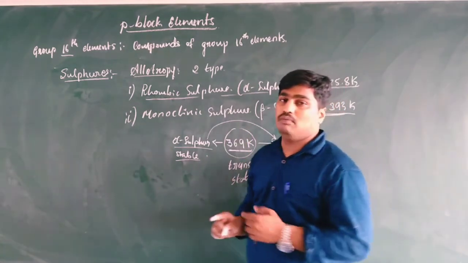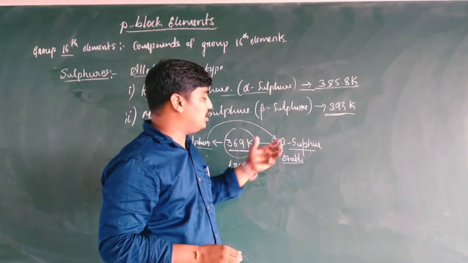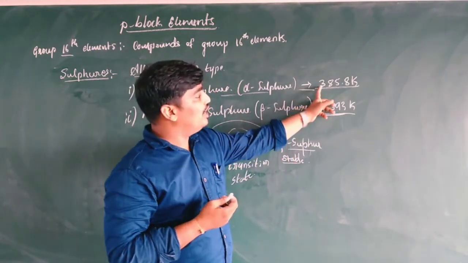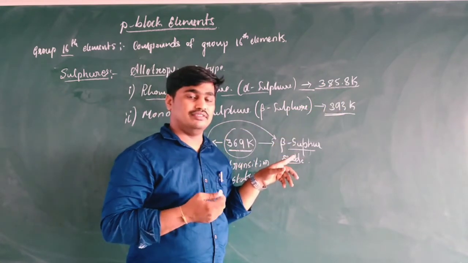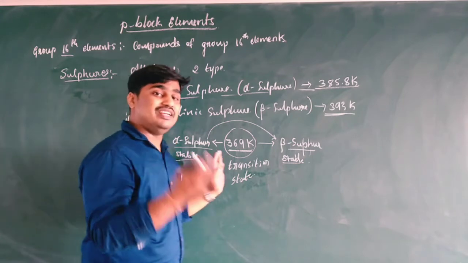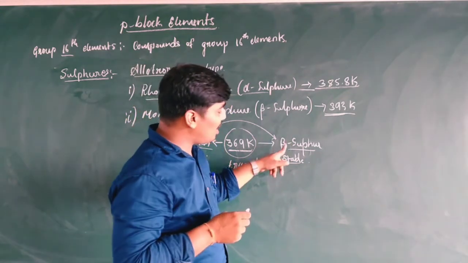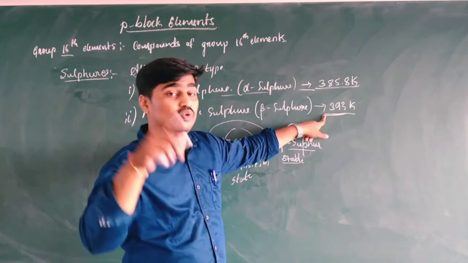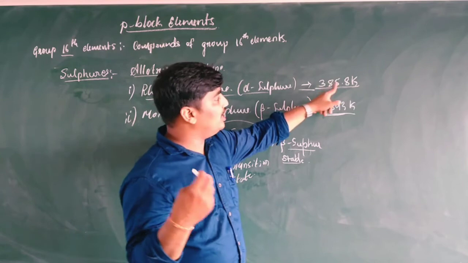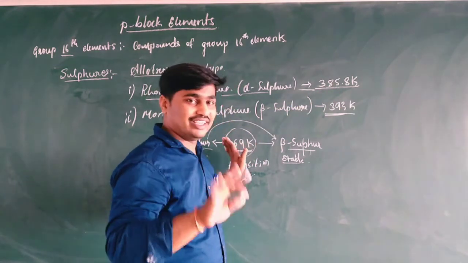The transition point is 369 Kelvin. When alpha sulfur is heated more than 369, it gets converted into beta. Suppose we heat more than 385, then that alpha sulfur gets melted. Then the question arises, how to find out the melting point of beta sulfur? It is 393. More than 385 it gets melted. How? It is not like that.